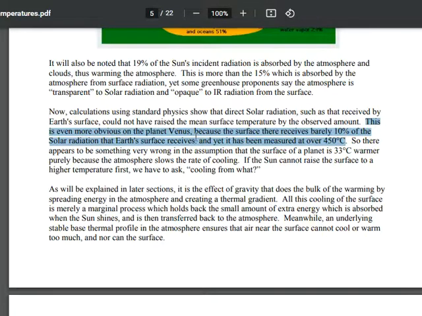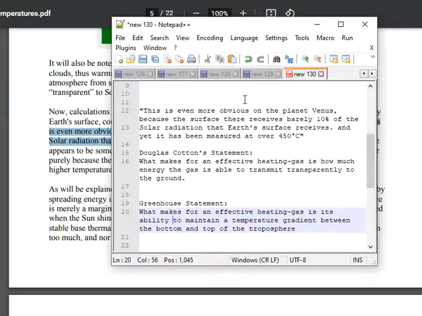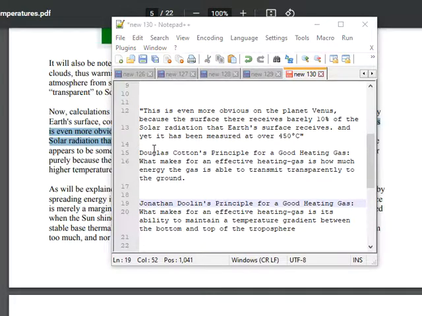Okay, what he just said is this. He's saying that the surface of Venus only receives 10% of the solar radiation. Most of it, 90% of it, is blocked by the gas of the atmosphere. So let's look at his principle then, and we'll separate these into Douglas Cotton's principle for a good heating gas, and we'll compare it to my, Jonathan Doolin's, principle for a good heating gas.